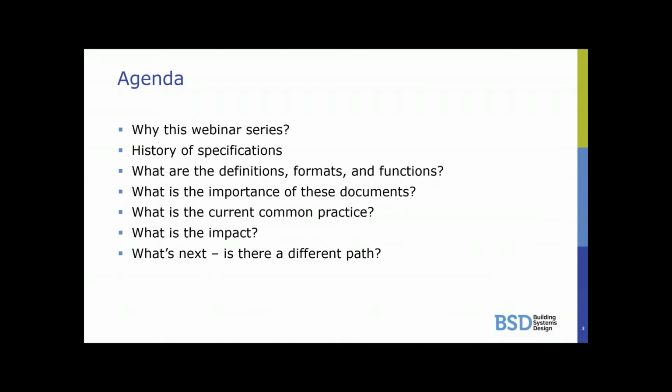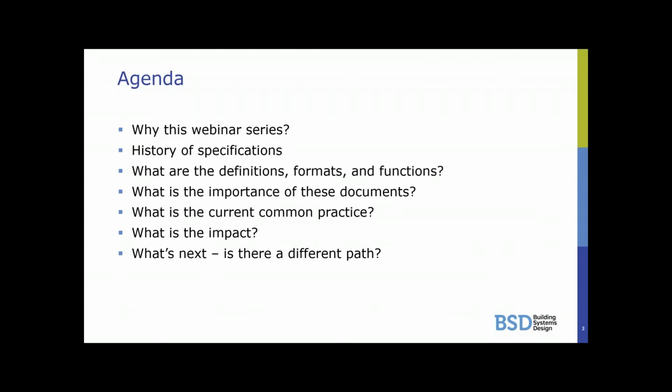And so we wanted to stop and maybe take a step back, maybe kind of create a benchmark and understand what documents we have, what their uses are, what their formats are, a little bit about the history of them, what's the importance of them, at what part of the design phase do we use them, and what's that current common practice that we've seen, why has it evolved the way that it has, what is the impact downstream, and then to have a quick discussion of what's next and is there a different path and how to manage this.